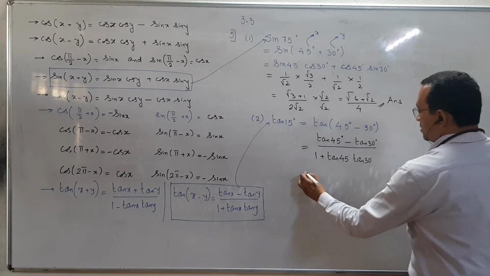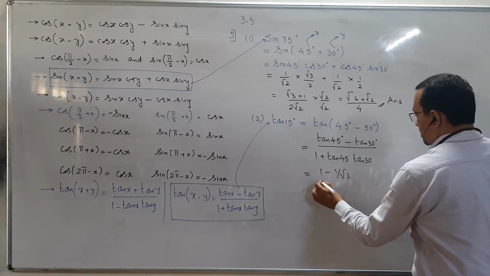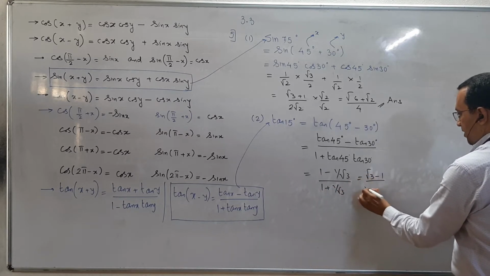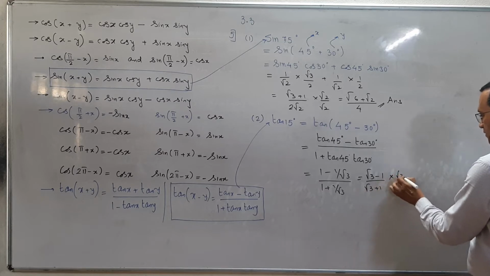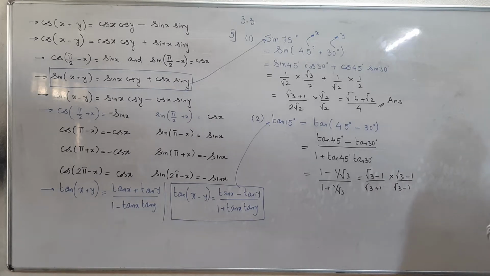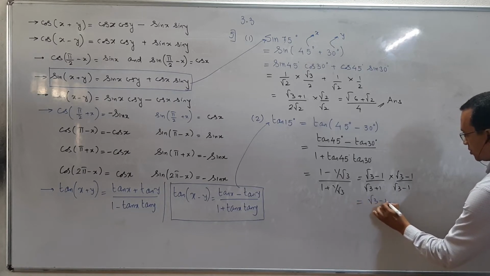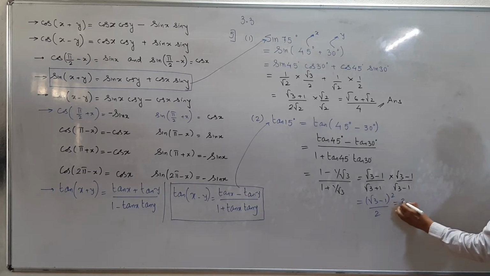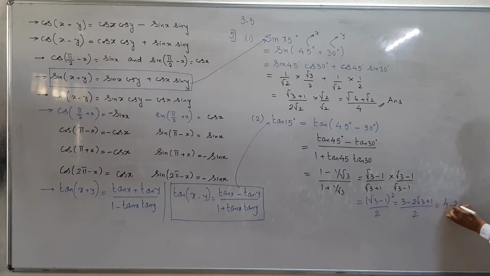Tan 45 is 1, tan 30 is 1 by root 3. So 1 into 1 by root 3. Take root 3 as LCM, so root 3 minus 1 upon root 3 plus 1. We never take an irrational term in the denominator. So what is the rationalizing factor of root 3 plus 1? Root 3 minus 1. So this becomes root 3 minus 1 whole square upon 2. Because this is 3 minus 1, so this is 3 minus 2 root 3 plus 1 upon 2. So this becomes 4 minus 2 root 3 upon 2. Take 2 common, so the answer is 2 minus root 3.